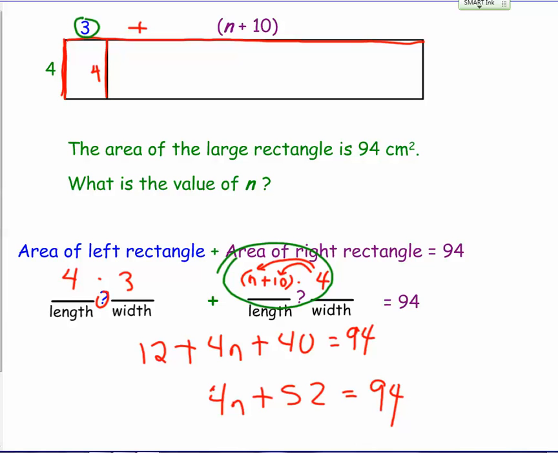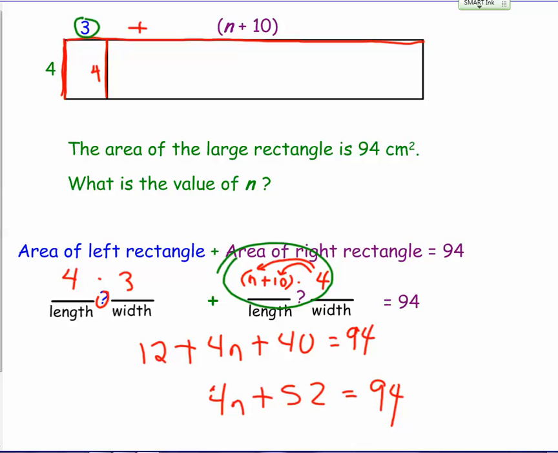So now we're looking for n, and we know that the area of this big rectangle is 94 square centimeters. So we're looking for the value of n. And this is another example where we need to simplify this before we go and solve it. Well, we know that this little rectangle is 3 times 4, and you multiply length times width, so we know that's 12. And we know that if this is 4, then the width of this same rectangle is also 4, and the length of this part is n plus 10.